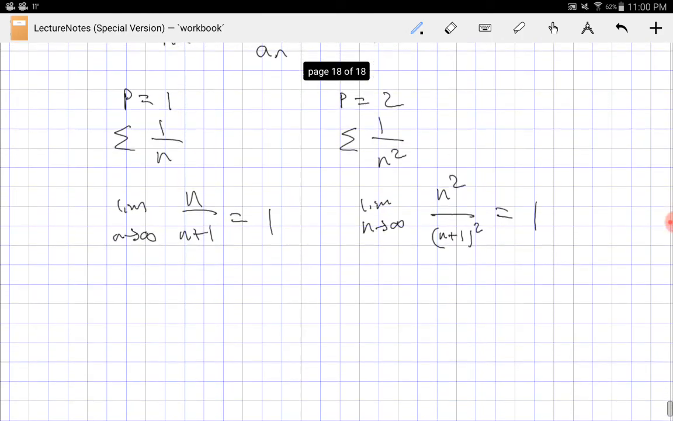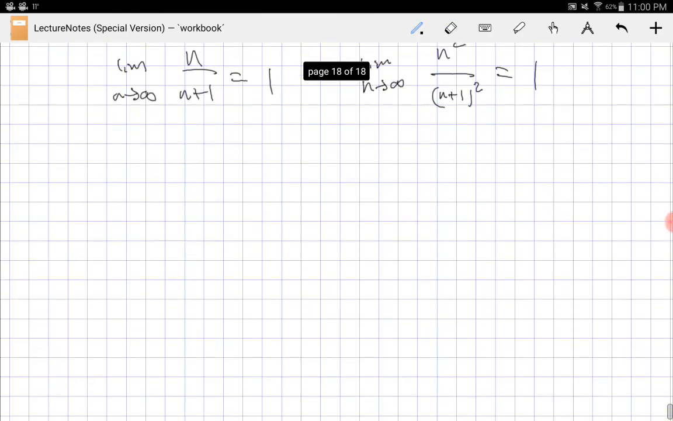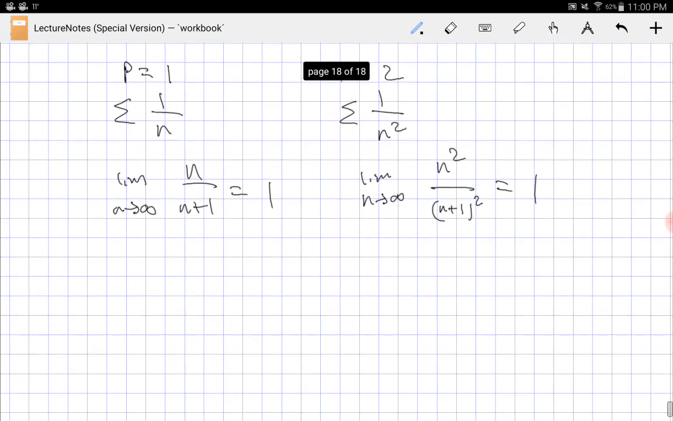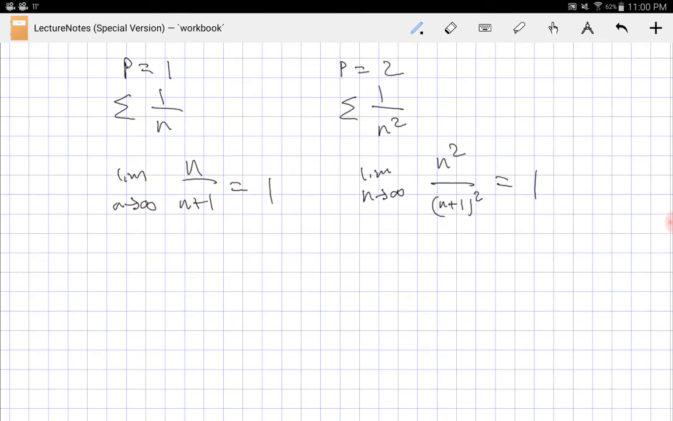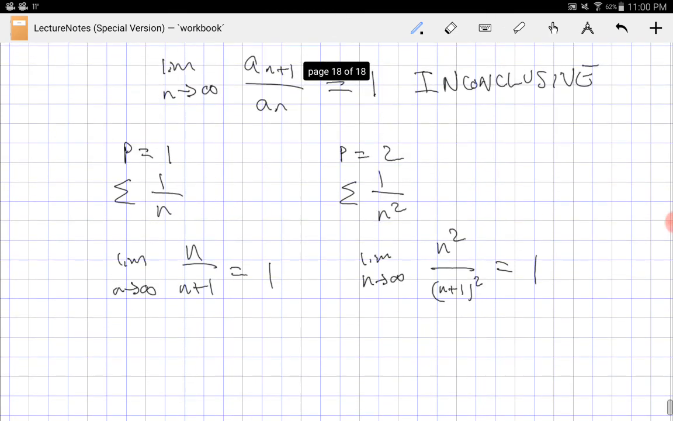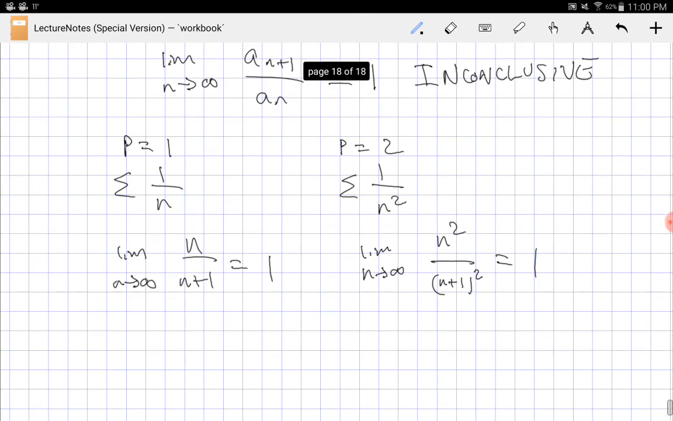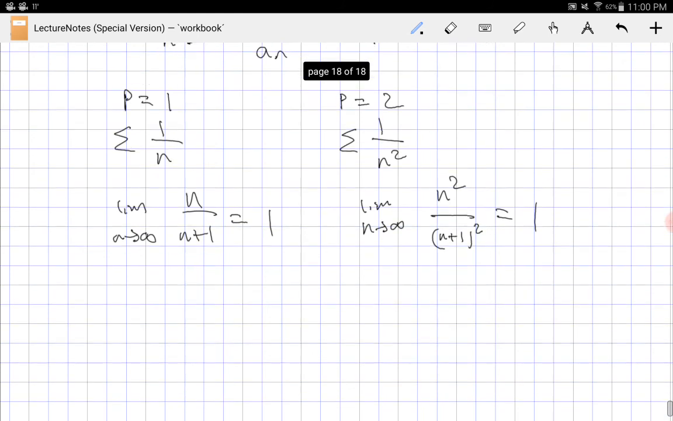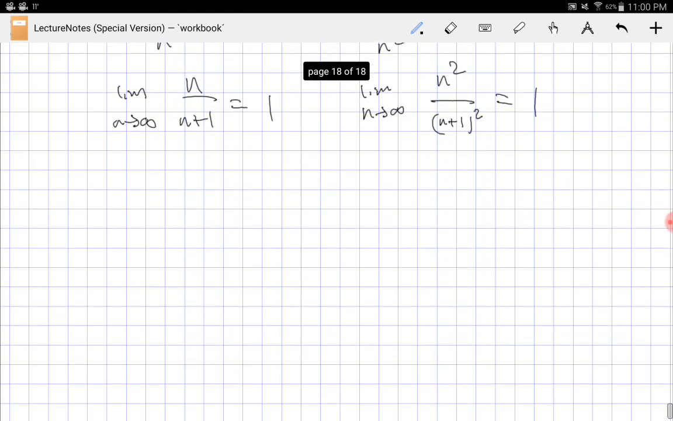One of the easiest ways to use the ratio test is to keep all your like terms together, and I'll show you what I mean by that in the next video when we do an example.